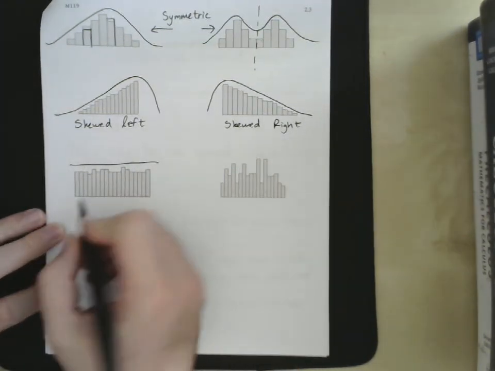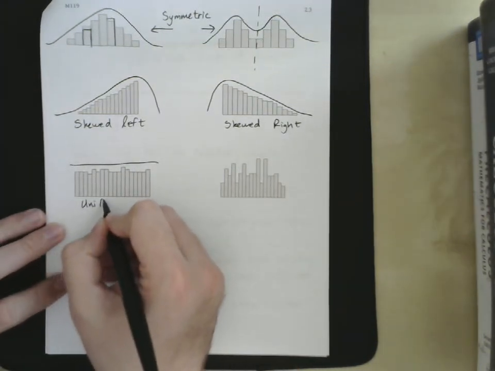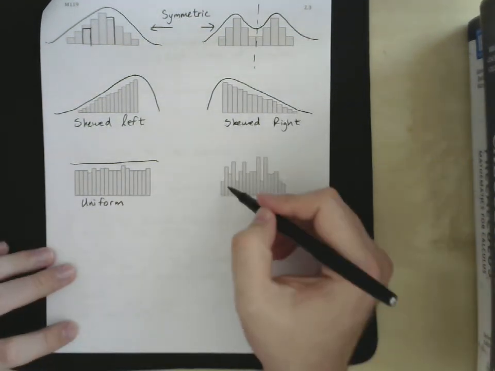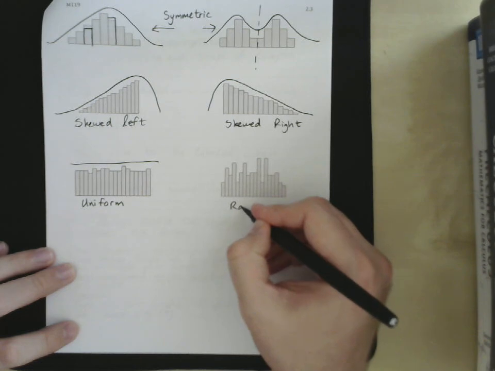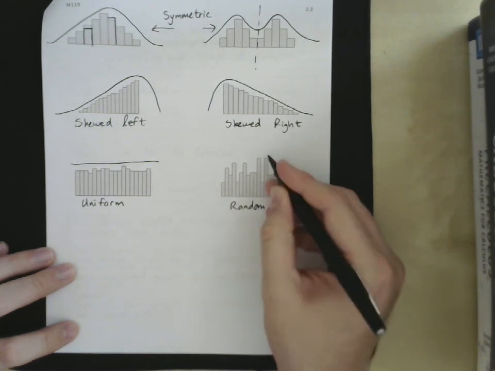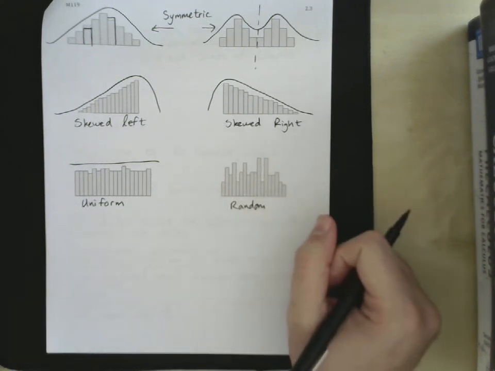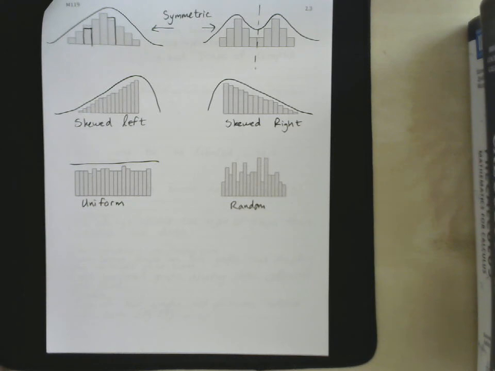Here we have uniform distribution. Everything's basically about the same. And here, there's no real pattern here, so this is random. You have big stuff here, small stuff interspersed. There's not really a pattern here, so this is random. Okay, so that's the end of 2.3, and with it, Chapter 2 comes to a close.